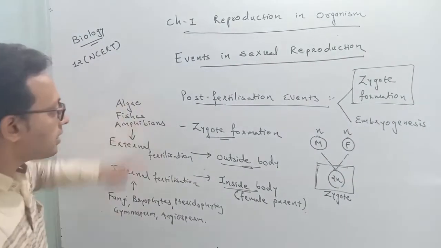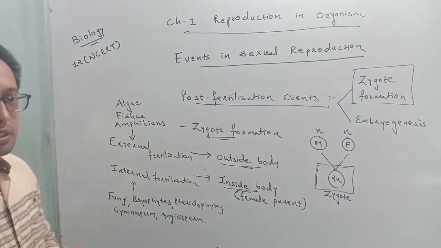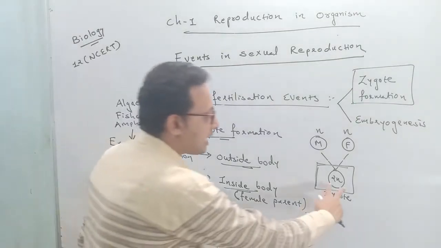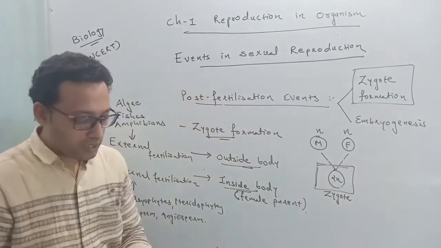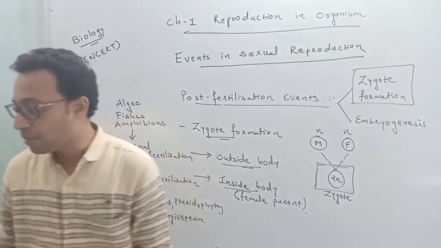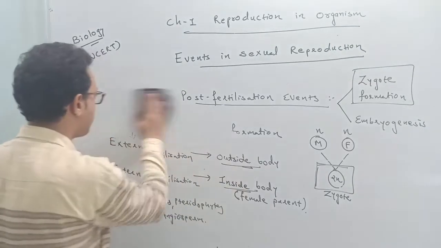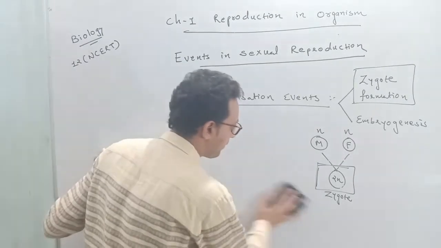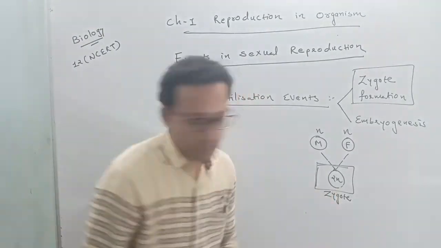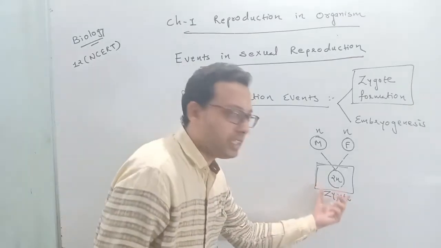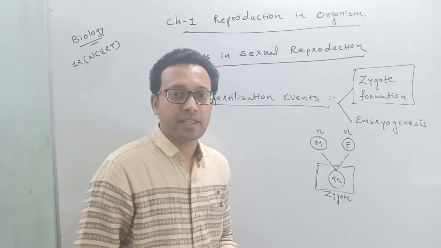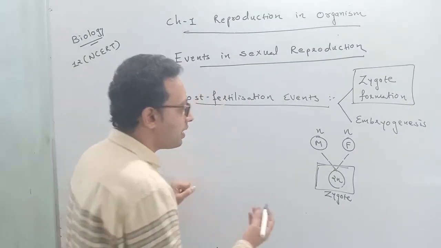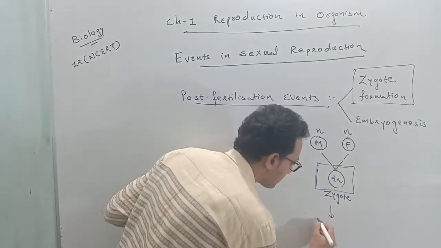Clear? And these are the examples where the zygote formation occurs. So ultimately the zygote formation occurs. Now, once the zygote formation occurs, what happens? We have a formation of a zygote either externally or inside the body of a parent. Now the further development starts.